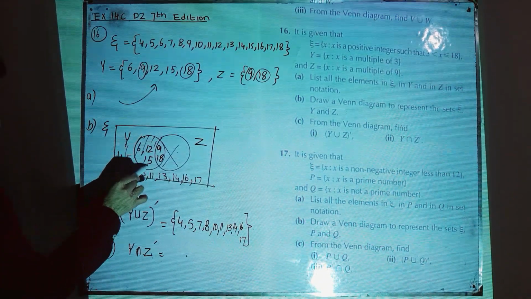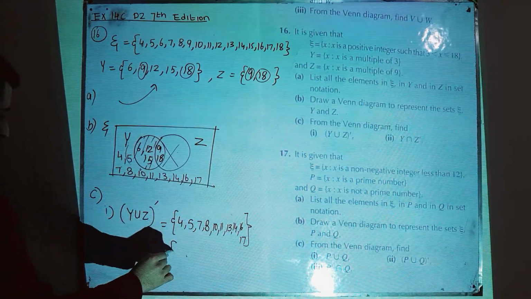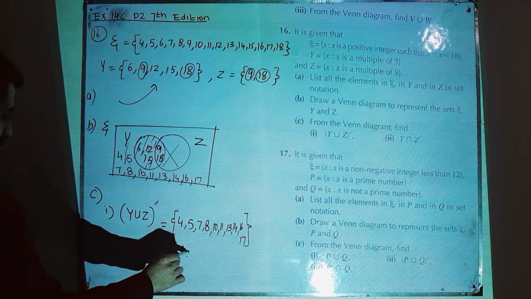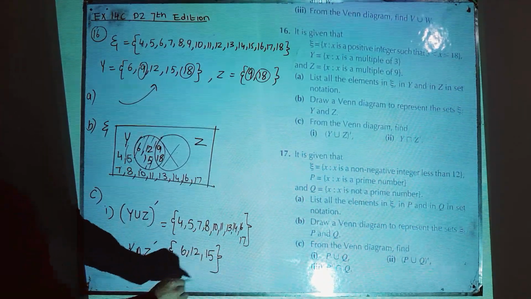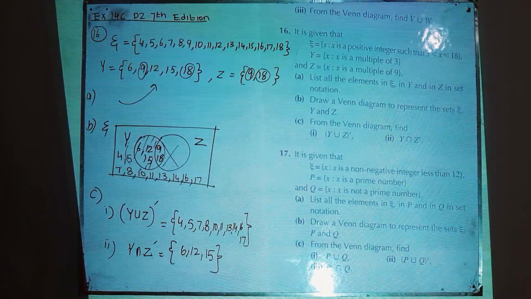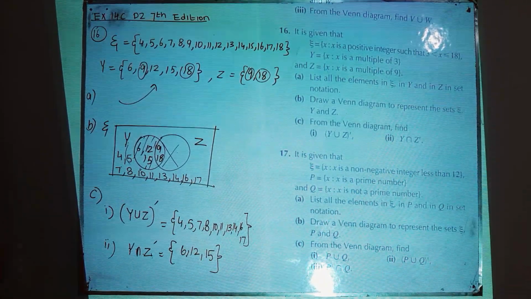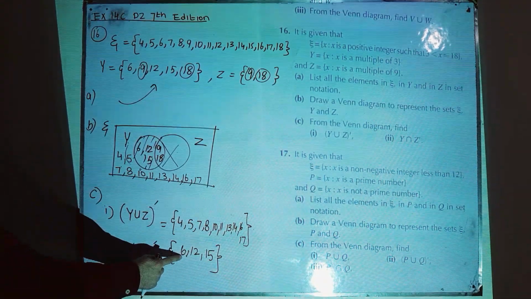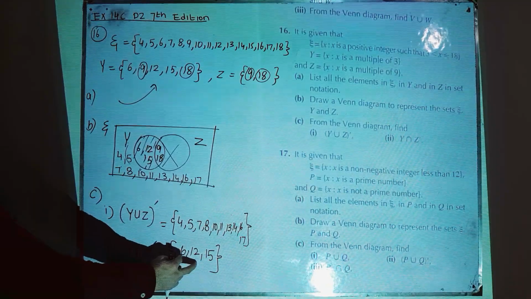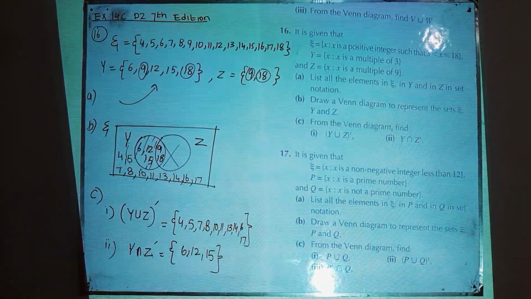This part is a common part where Z complement is present and Y is present. So the elements in this one are 2, 6, 12 and 15. So this is the answer for this part, question number 16, part C, that is 2, 6, 12 and 15. So this is the answer for question number 16.